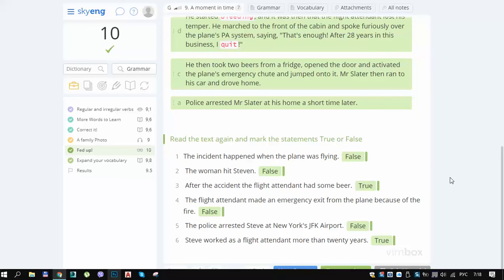Read the text again and mark the statements true or false. The incident happened when the plane was flying. False. The woman hit Steven. False. After the accident, the flight attendant had some beer. True. The flight attendant made an emergency exit from the plane because of the fire. False. The police arrested Steven at New York's airport. False. Steven worked as a flight attendant more than 20 years. He worked for 28 years.